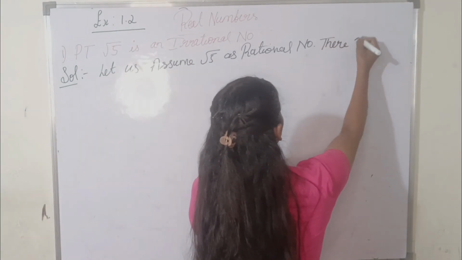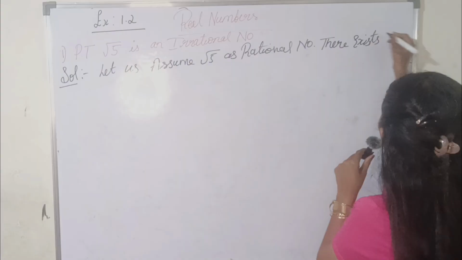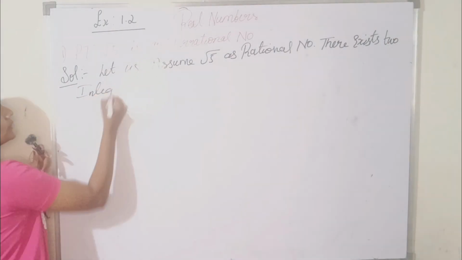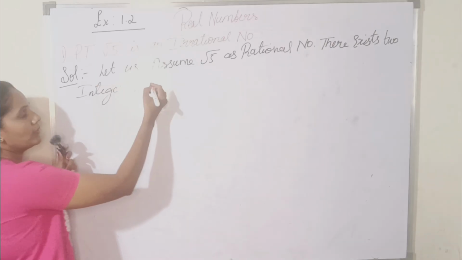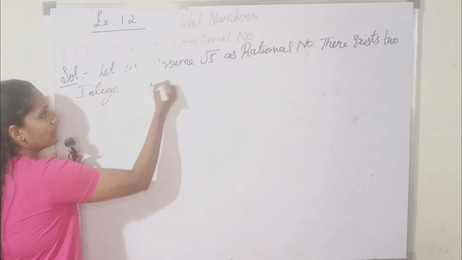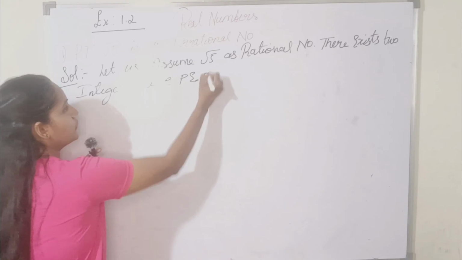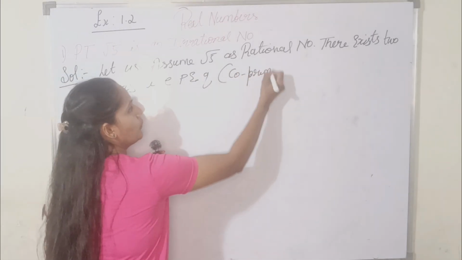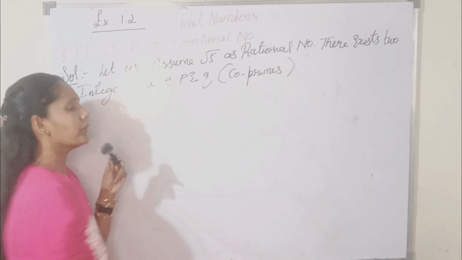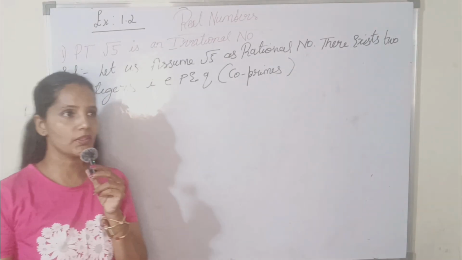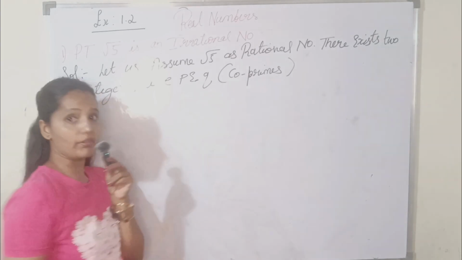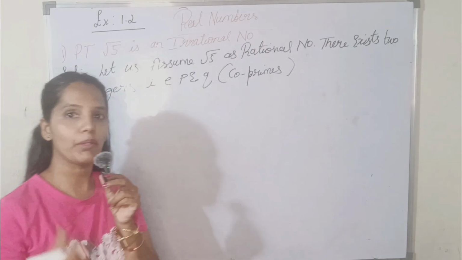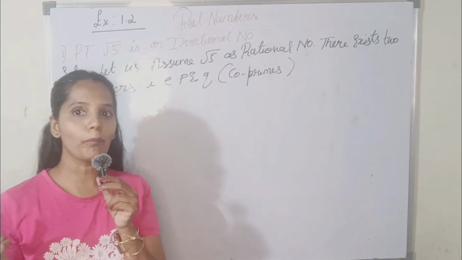So let's take, there exist two integers, that is p and q, they are co-primes. So what do you mean by co-primes exactly? Co-primes means their HCF is 1. That means the only common divisor is 1. So that is the co-prime meaning.